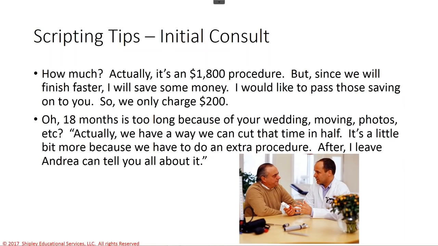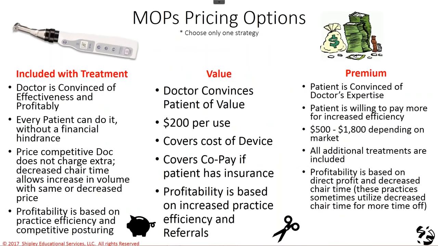So the pricing options, this is pretty much the same as with the V-Pro 5. In the first, included with treatment, the doctor's convinced of the profitability. In the value option, here it's a little bit less because the screw's only $100, $120. Remember, we might get some insurance from the dental insurance on this. We'll talk about this in a minute. So that $200 can help cover the copay for the dental insurance. And then there's the premium option. In this case, we charge $500 to $1,800 depending on the market.